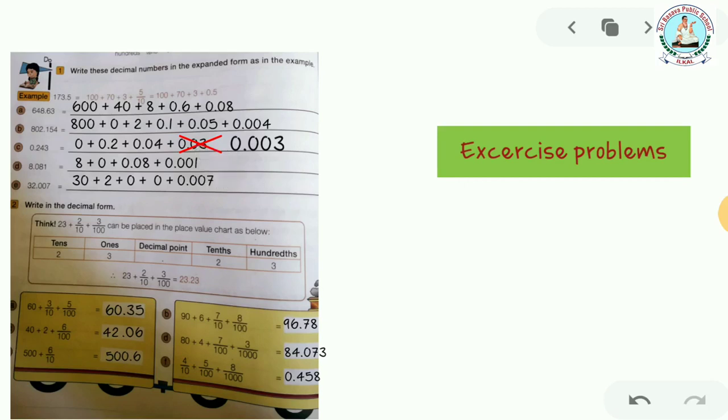Next, 8, it is whole part. And this 8 is present in ones place, so that's why its place value is 8 itself, and the place value of this 0 is 0 itself, place value of this 8 is 0.08, and the place value of this 1 is 0.001. Let's move on to the next number, that is 32.007. Place value of 3 is 30, place value of 2 is 2, and the place value of 00 will be 00 itself, and the place value of 7 is 0.007.